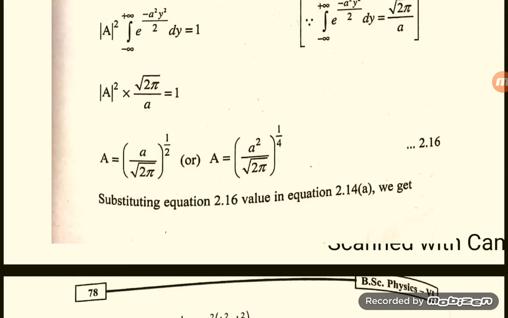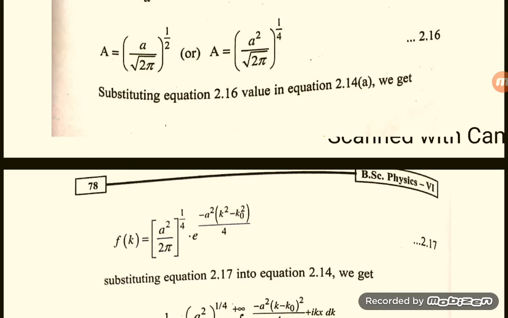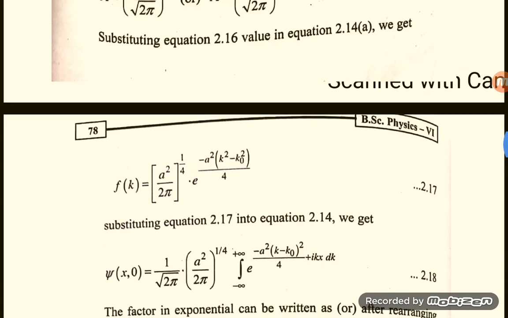So that is not 2 pi. A is equal to (a square by 2 pi) whole power of 1 by 4, right. So now f(k) is equal to (a square by 2 pi) whole power of 1 by 4 into a e power minus a square of (k minus k naught) square by 4.